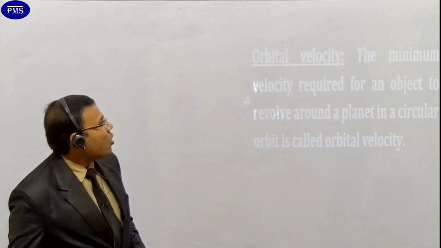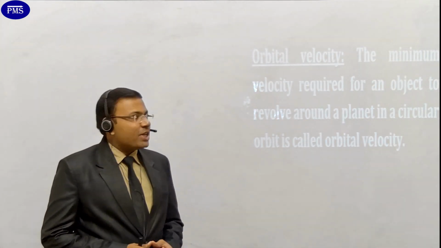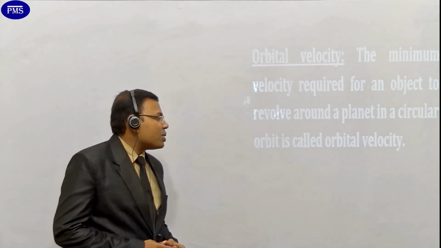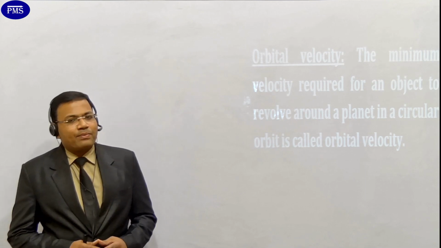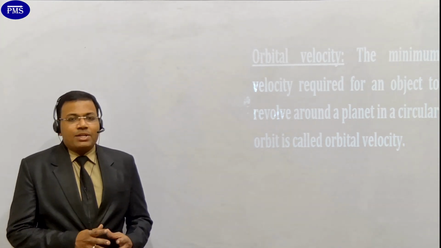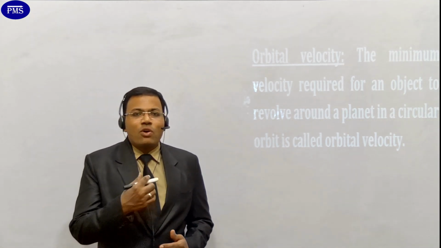See, it is there on the board. Orbital velocity: the minimum velocity required for an object to revolve around a planet in a circular orbit is called orbital velocity. So the minimum velocity that a satellite or an object or a body requires so that it is going to revolve around the planet.